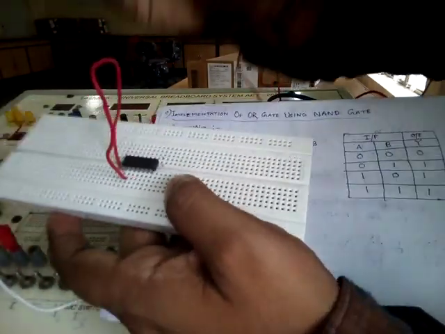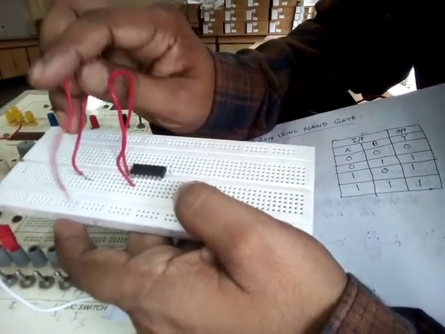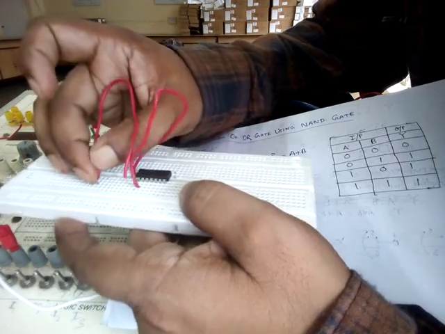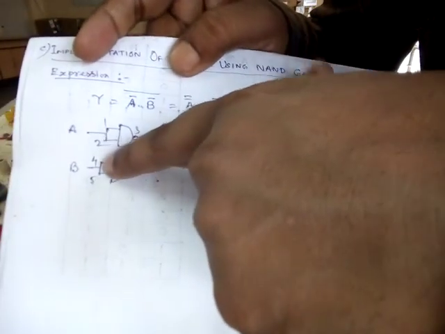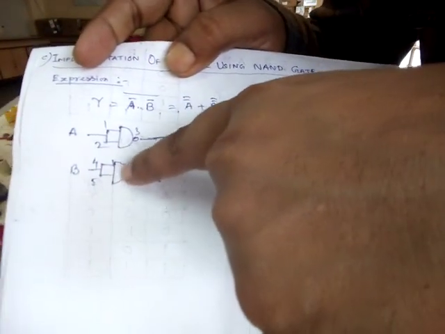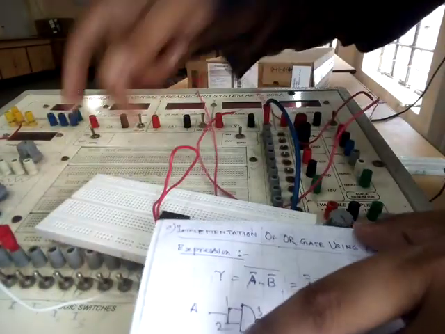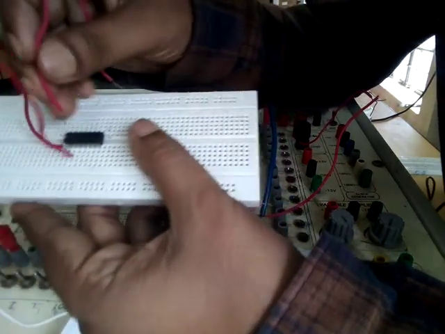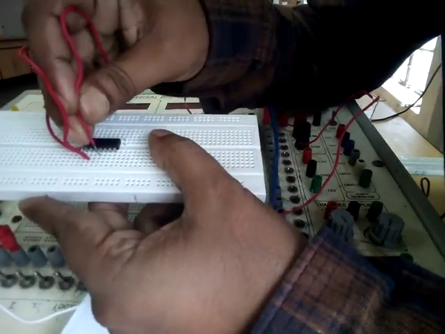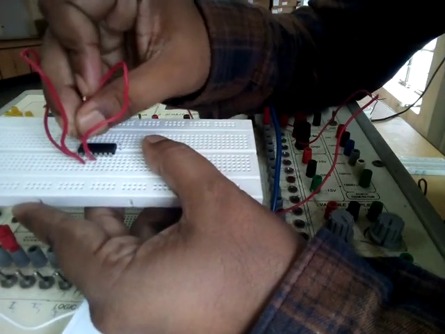This is a single thread wire which is suitable for the breadboard, to connect the points of the breadboard. Okay, now we have to connect pin number 4 and 5 and give the second input. Let's see, pin number 4 and 5.